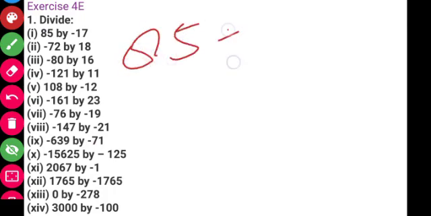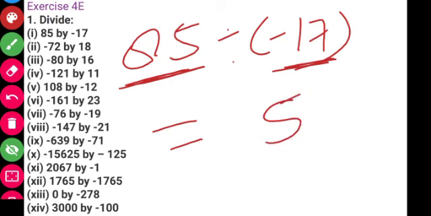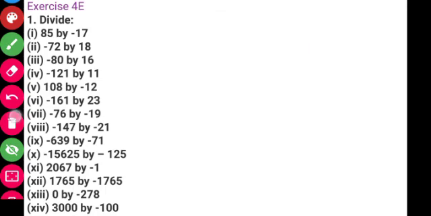So again try to understand. 85 divided by minus 17. So this will be, one is positive sign, one is negative sign. So when you divide 85 by 17, then you will get 5. Okay, and when sign are different, then you put negative sign. Understand? You can divide.